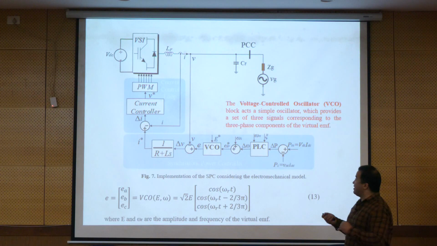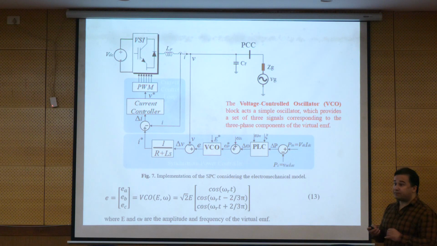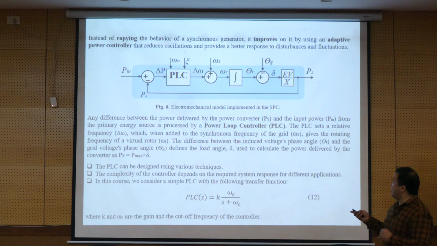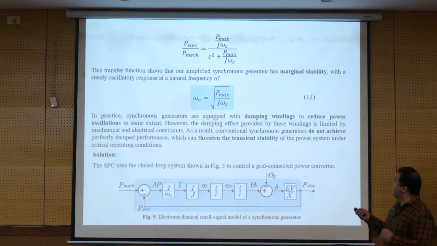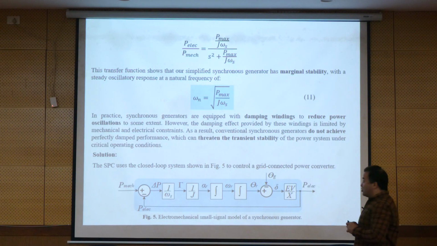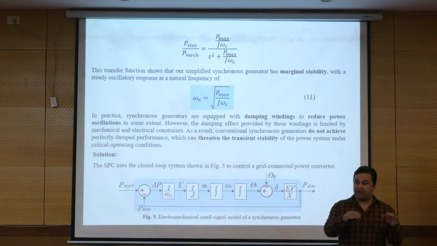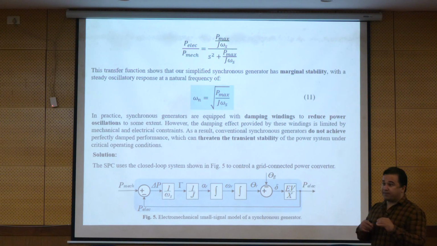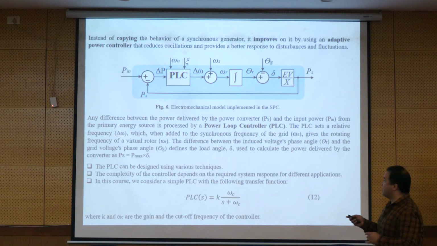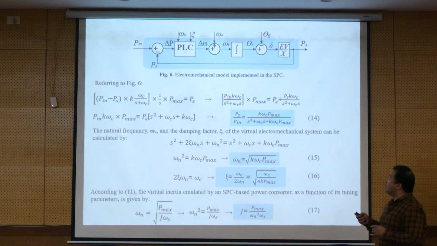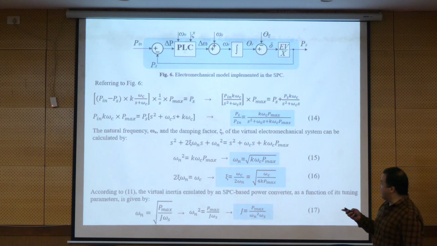And also we have a function of the inertia coming from here. Omega n is a function of P max, and omega s is a constant value, and J is the value of the inertia that we can provide and keep the system in a stable operating condition. Is it clear?